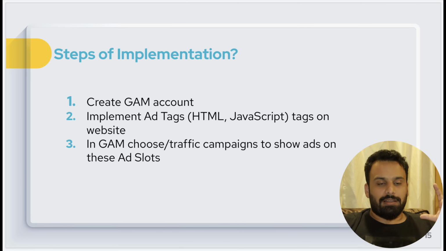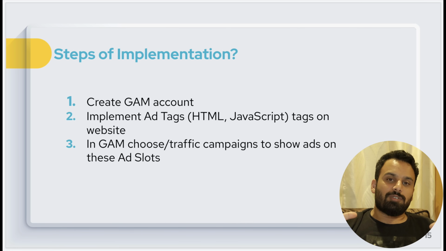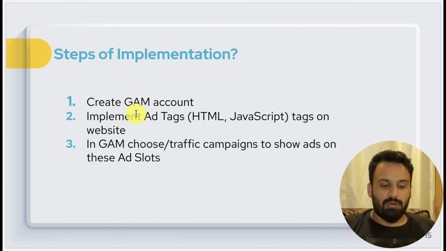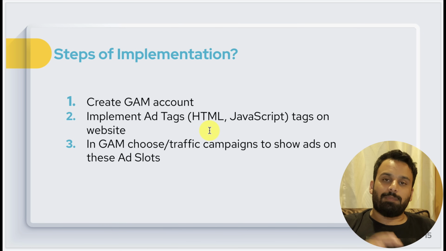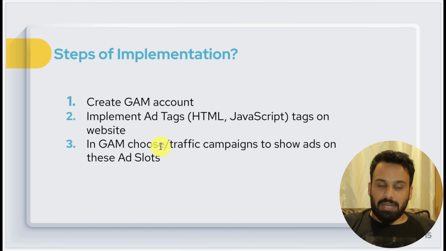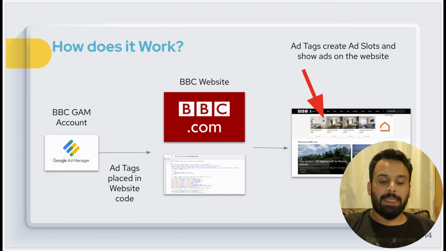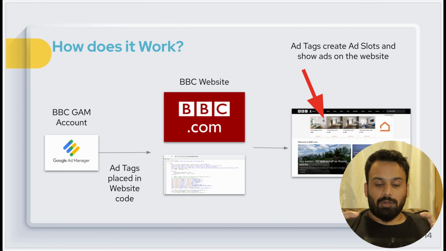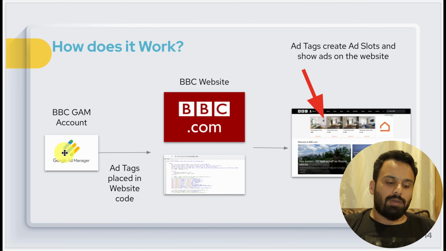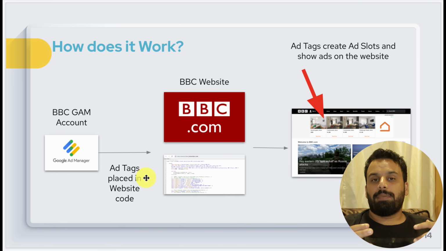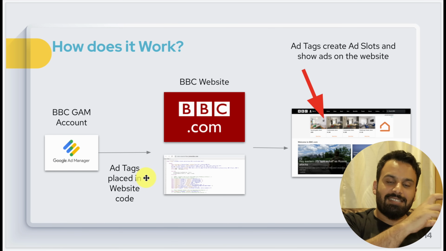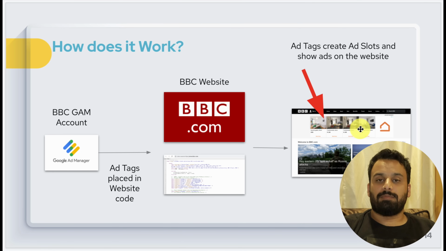Now, basically, you can put it stepwise. If somebody wants to use a Google Ad Manager account on their website, first they create the account, then they generate the HTML tags and put them on their website. And in GAM, or Google Ad Manager, they choose and traffic campaigns to show ads on these ad slots. In our example, bbc.com will place an ad tag on the top of their homepage like this one, and in their Google Ad Manager account they can choose which line item or which campaign should serve here. Let's say they have booked a campaign with Samsung, so they can choose that this Samsung campaign should appear on top of this homepage, which is an ad slot generated with an ad tag.